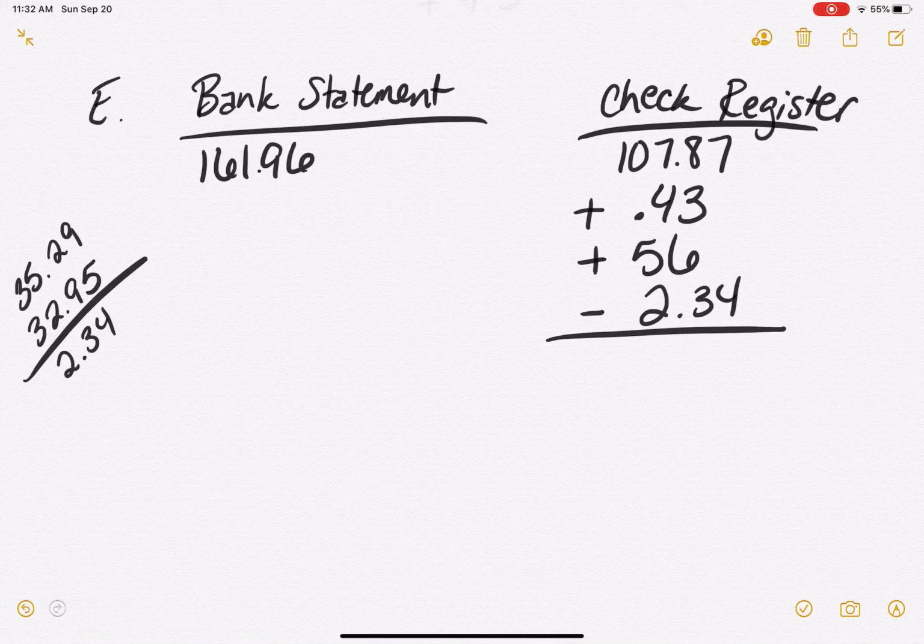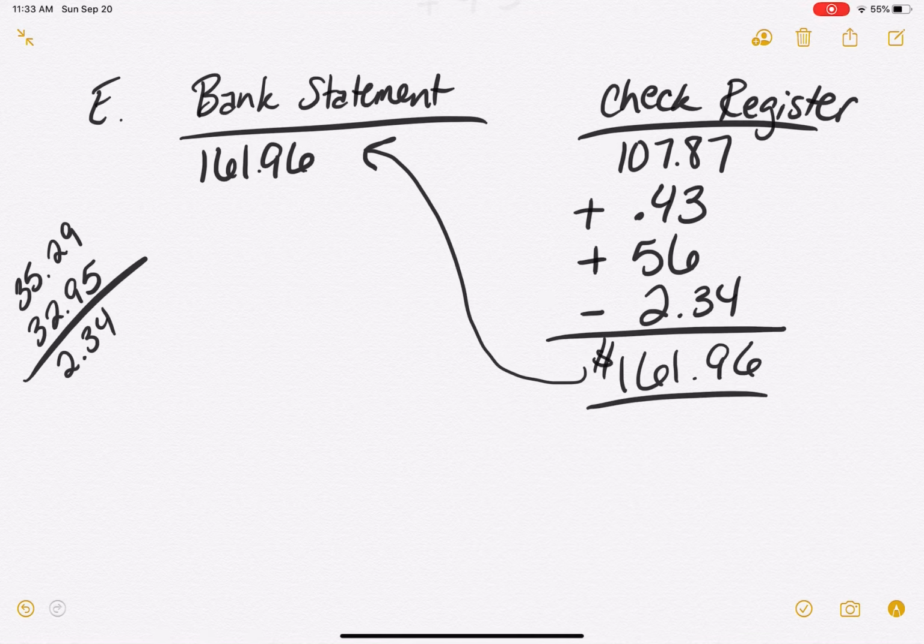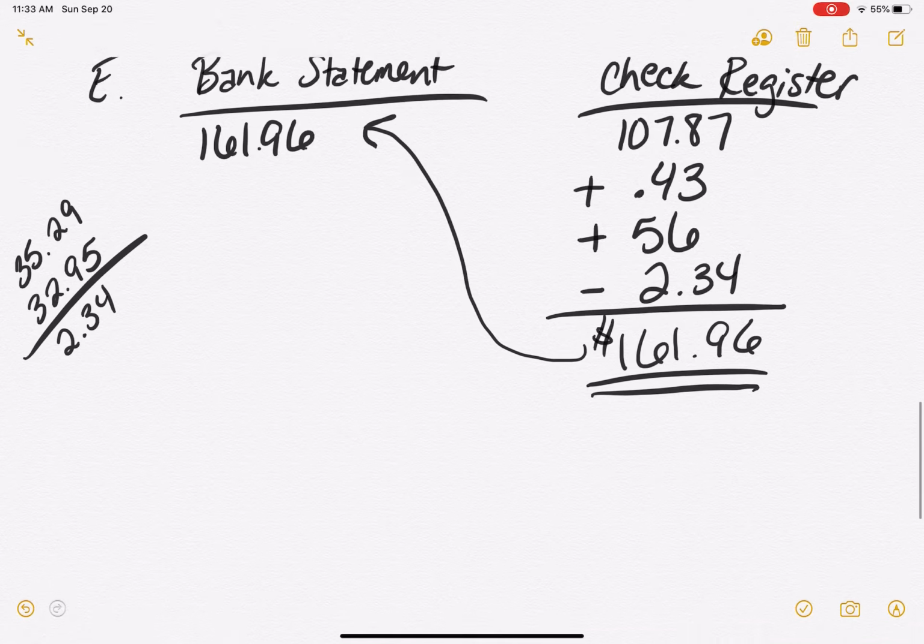It doesn't say anything else about our bank statement. So let's just see if now we are reconciled. Ultimately, we want this answer to be the same as this answer. So let me see here. Plus 0.43 plus 56 minus 2.34. And it does equal. So we are reconciled. These problems are tricky because sometimes they give us all the numbers for the check register, sometimes all for the bank statement, sometimes for both. So you really need to write down your information as you go and keep really good track of it.